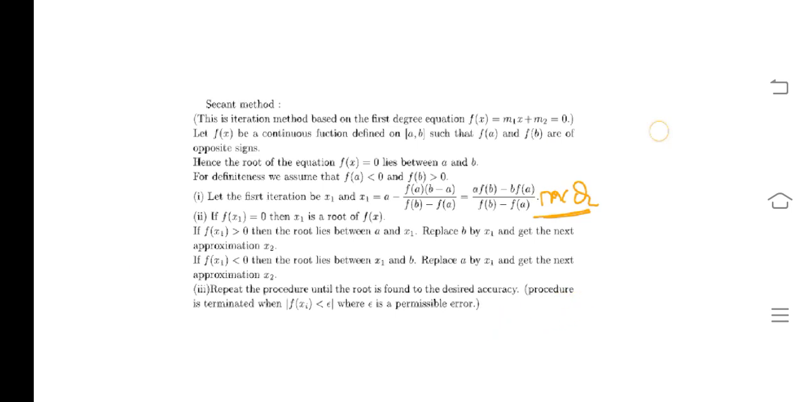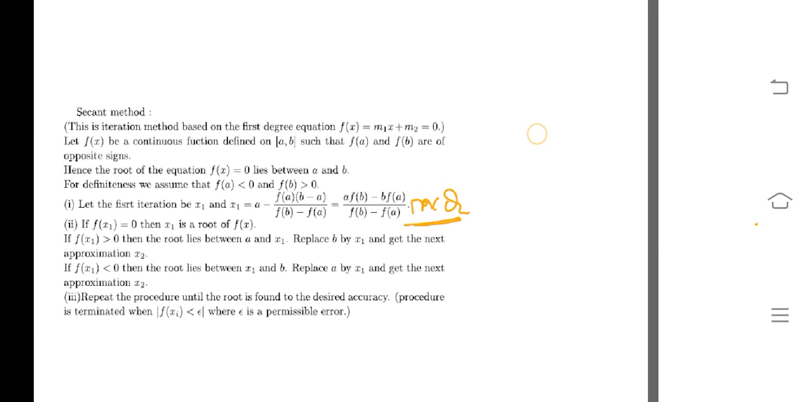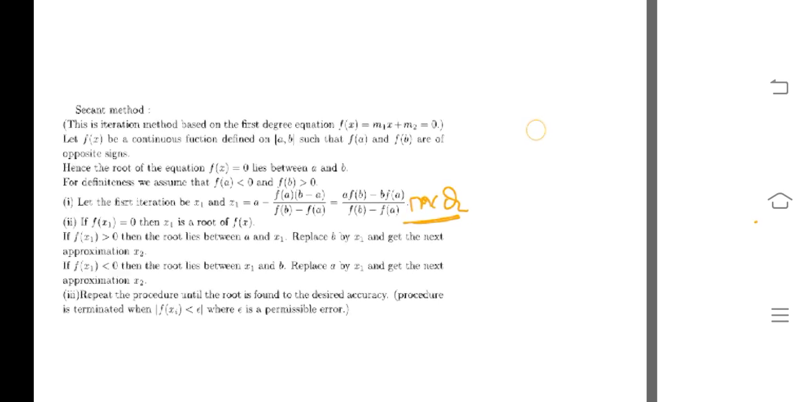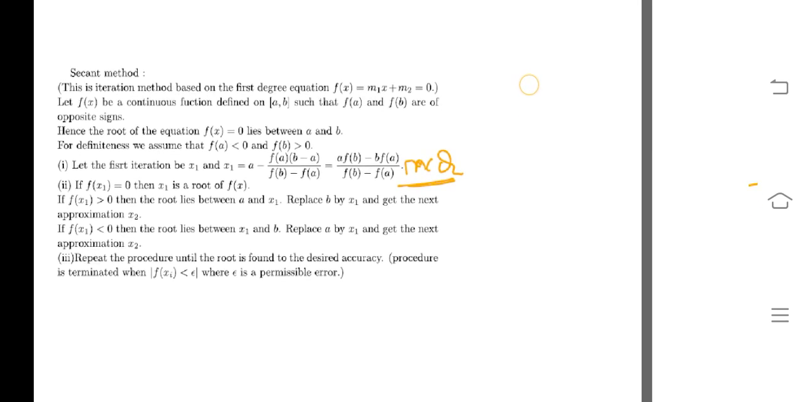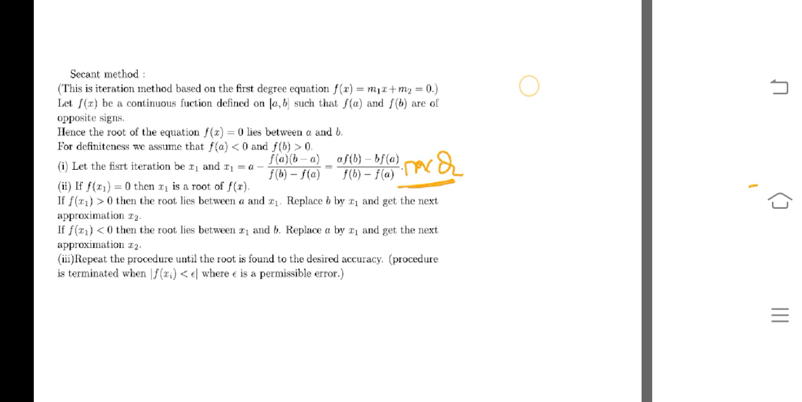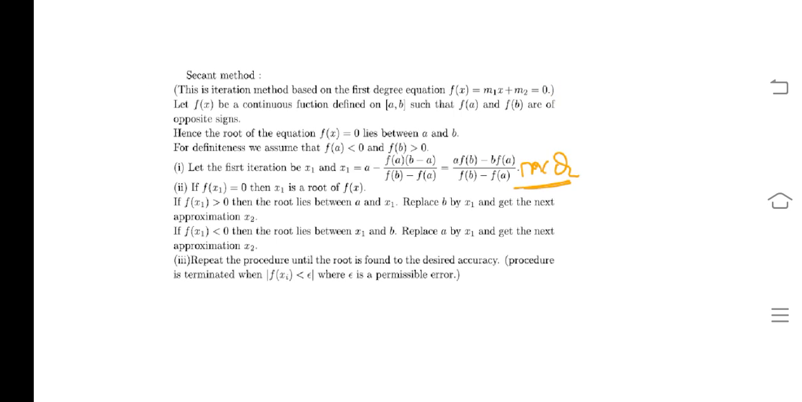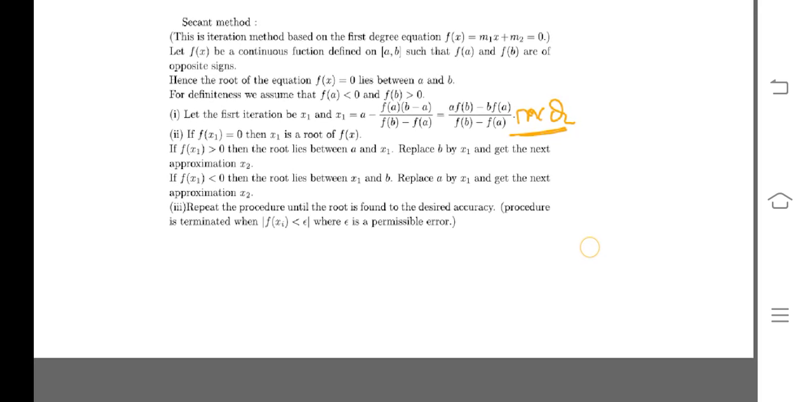If f(x1) is less than 0, then the root will lie between x1 and b. In this case, replace a by x1 and get the next approximation x2. We repeat this procedure until a root is found to the desired accuracy.